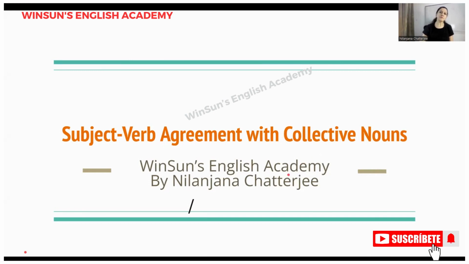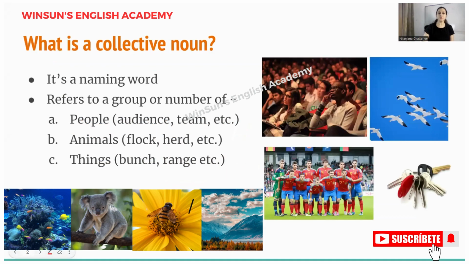Now, what do you mean by a collective noun? A collective noun is a naming word. Now, when we talk about collective nouns, we must remember three categories. They are used for these three categories. First, people. So we have different collective nouns.